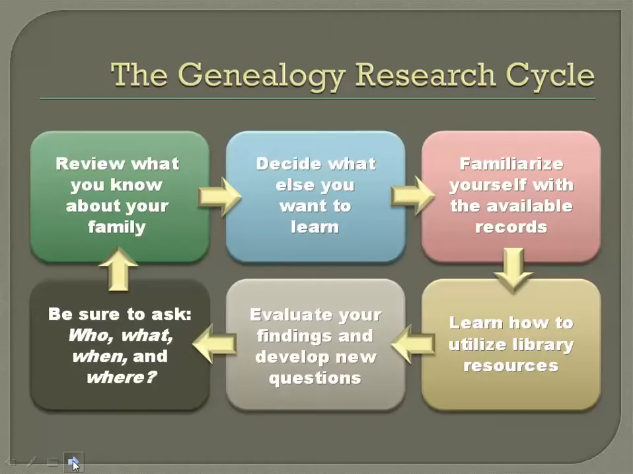In order to establish your family's history, you'll need to conduct research. Genealogy is a cycle of research, and it starts with reviewing what you know about your family. You may have stories that have been passed down through your family's oral tradition, or you may have collected artifacts from your home or the home of family members that prompt you to ask questions about your family. Once you review what you know about your family, the next step in the genealogy research cycle is to decide what else you want to learn about your family.